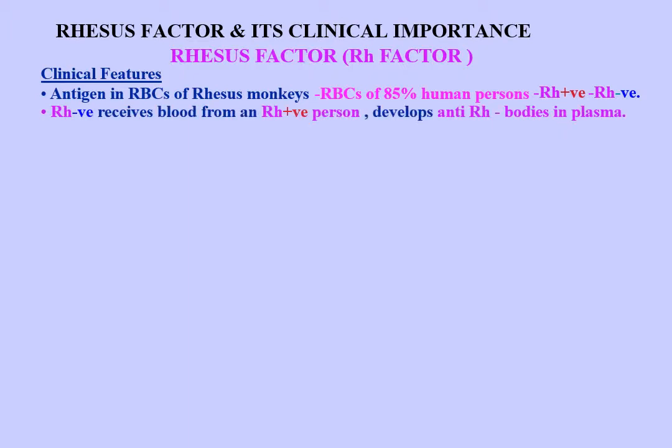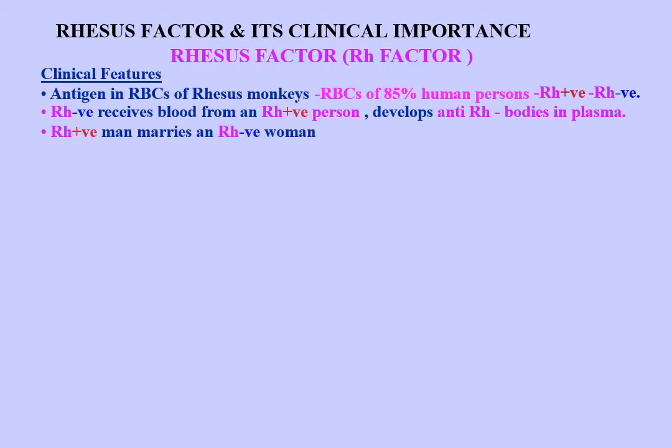When an Rh negative person receives blood from an Rh positive person, he will develop anti-Rh bodies in his plasma. This is quite dangerous for the second transfusion of blood from Rh positive persons.